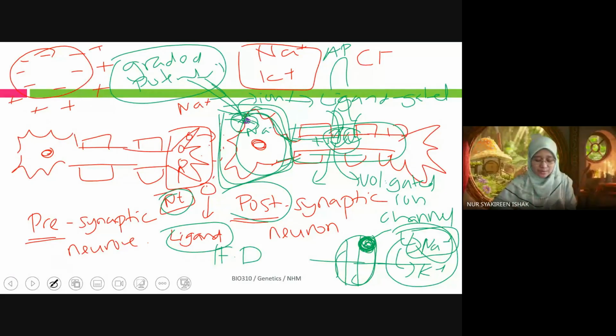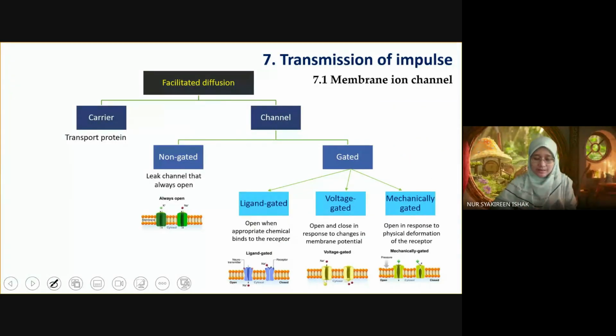Okay, so let's look at this diagram. What causes impulse to be transmitted? Transmission of impulse. We know impulse is an electrical signal. Electrical signal is due to the movement of ions moving in and out of the cell. In this case it is the neuron. We are focusing on neurons.